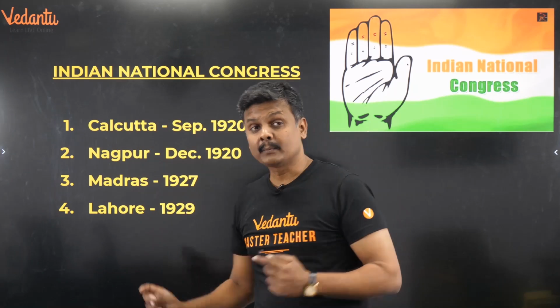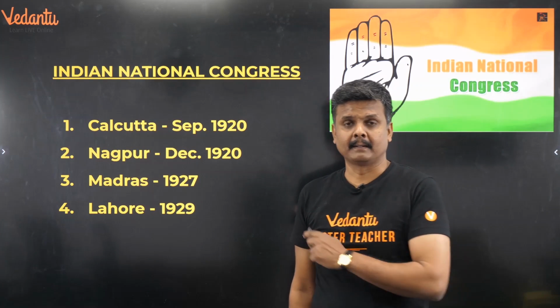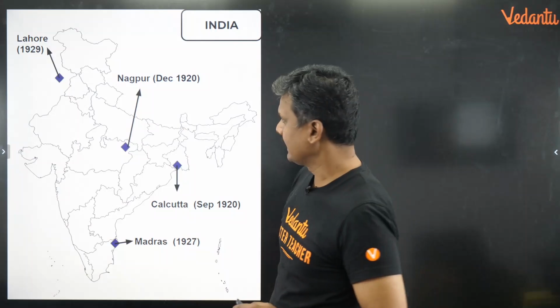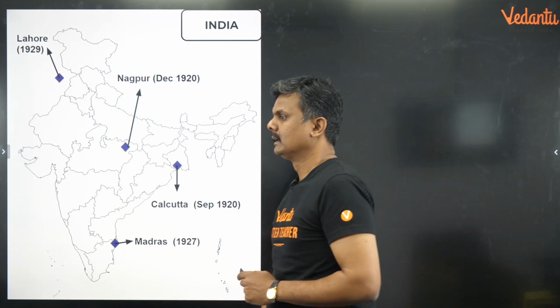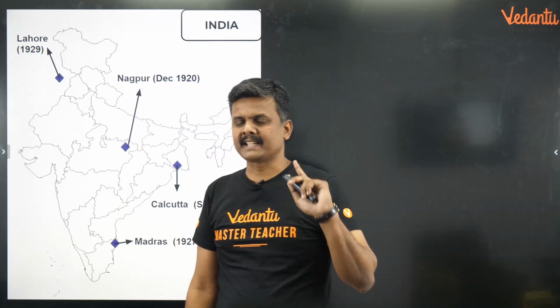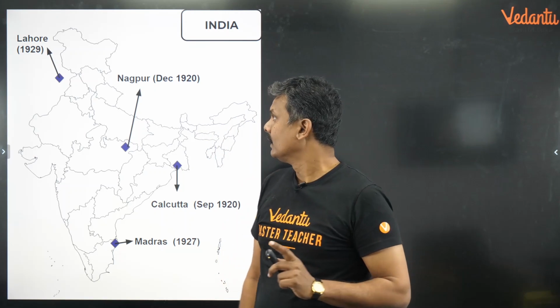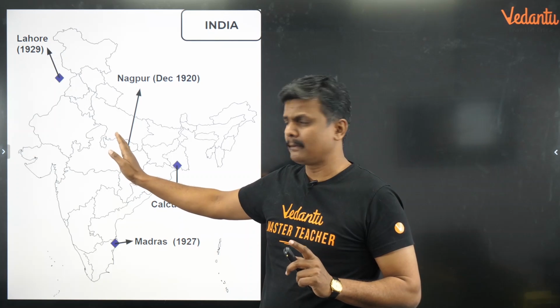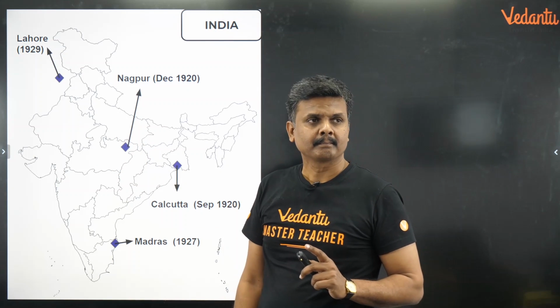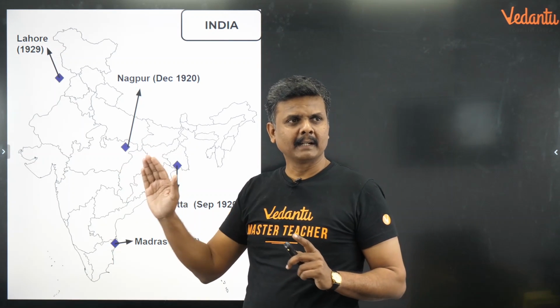Now, 1929 is when it happened. Then, okay, now let's look at where these 4 places are on the map. So, as I said, 2 sessions happened in 1920 itself. One is in Nagpur. Nagpur is almost the center when it comes to the map of India, a little towards the right. Center of the map, little towards the right.